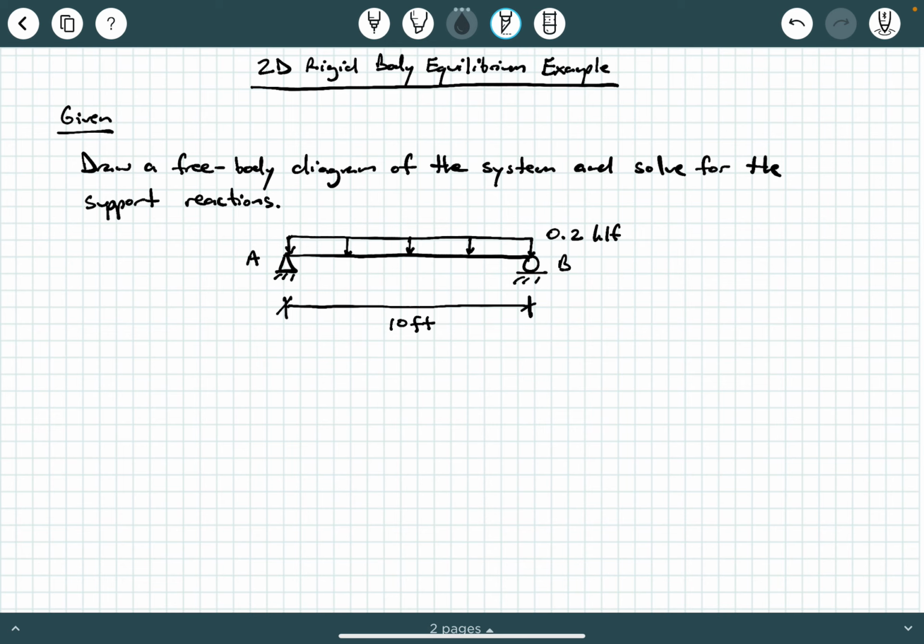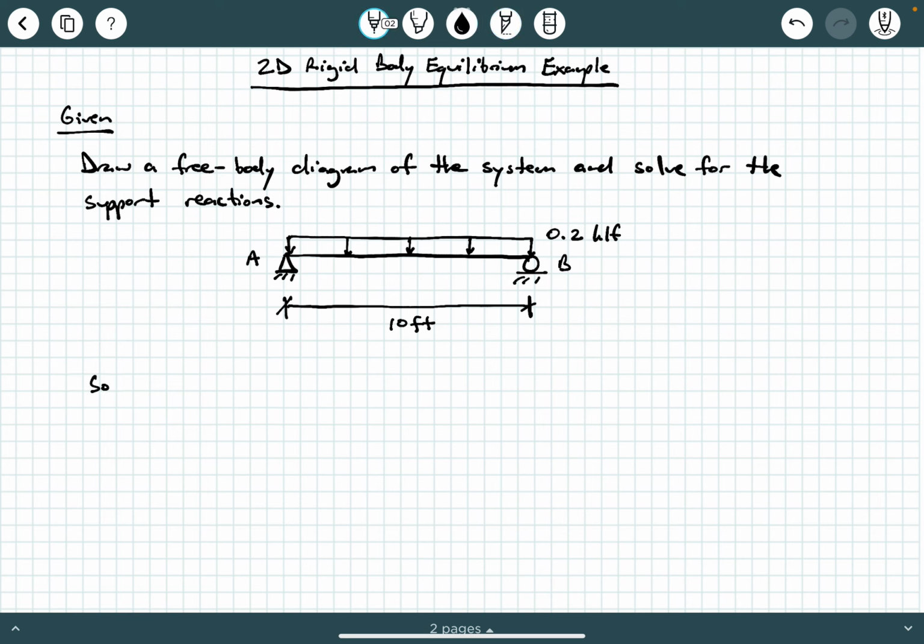In the given information, we're being asked to draw a free body diagram of the system and solve for the support reactions. So here we have what's called a simply supported beam. Now you might recall that a simply supported beam is a beam with a single segment. One end is supported by an external pin, which is this triangular shape, and the opposite end is supported by a roller, which is this circular shape. Now this beam is 10 feet long, and we have this uniformly distributed load across it of 0.2 KLF, which of course is kips per linear foot, okay?